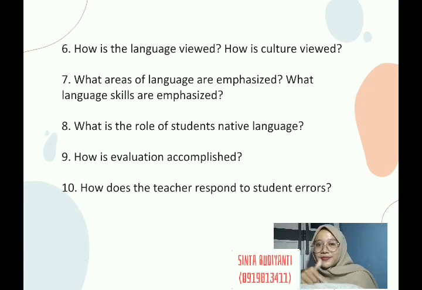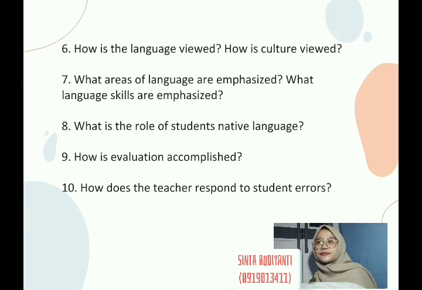Number 7. What areas of language are emphasized? What language skills are emphasized? Vocabulary and grammar are emphasized. Reading and writing are the primary skills that students work on. There is much less attention given to speaking and listening. Pronunciation receives little if any attention.